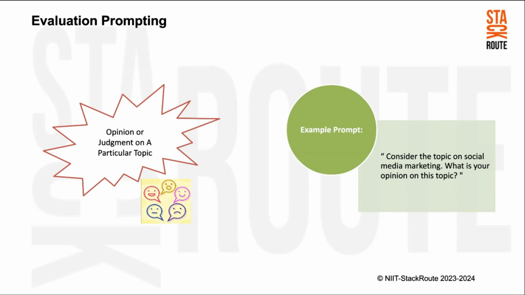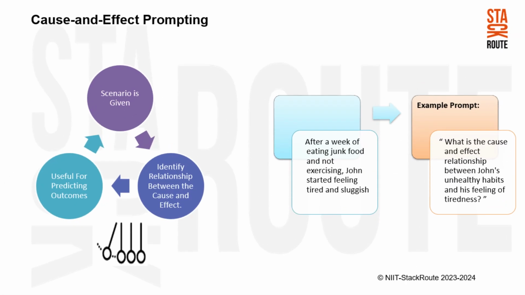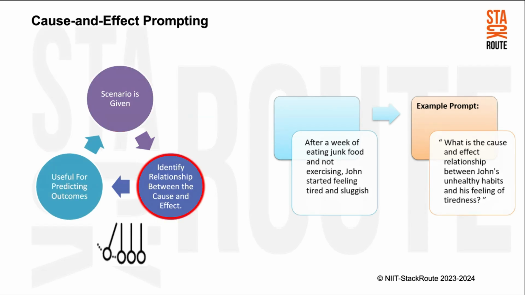So now let's move to the next one, that is cause and effect prompting. It is a type of prompting where the model is given a scenario and asked to identify the relationship between the cause and effect. This type of prompt is useful for tasks like predicting outcomes or understanding the reasons behind certain events or actions. The model is asked to identify the cause and effect relationships between two or more variables and provide an explanation for the relationship. For example, consider this cause and effect scenario.